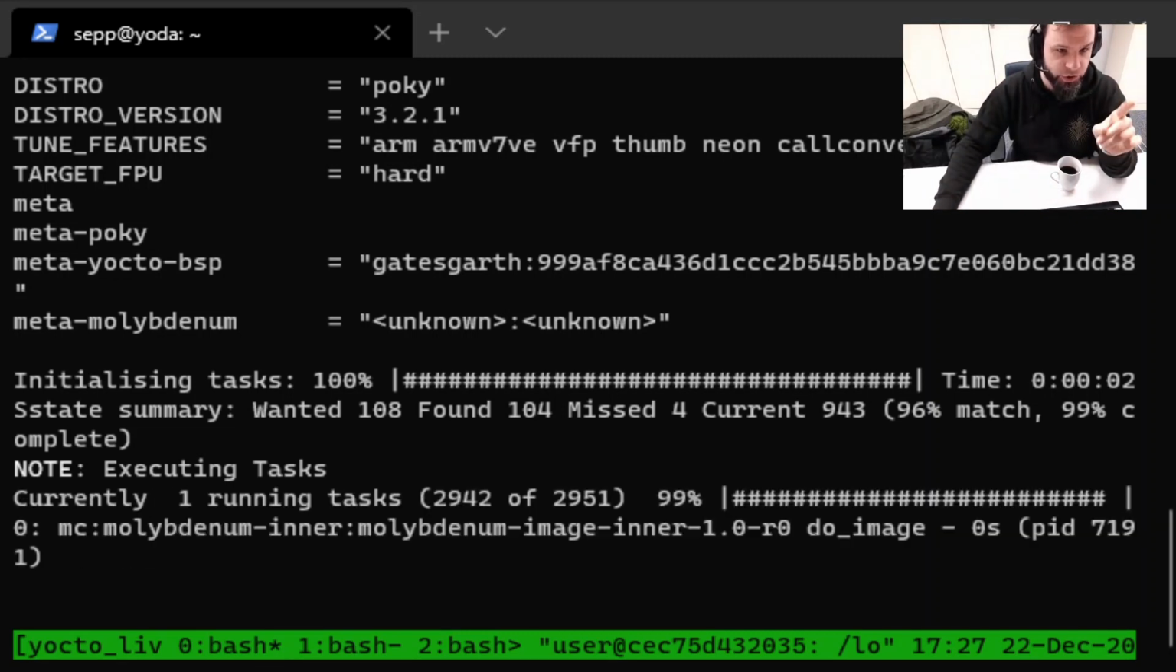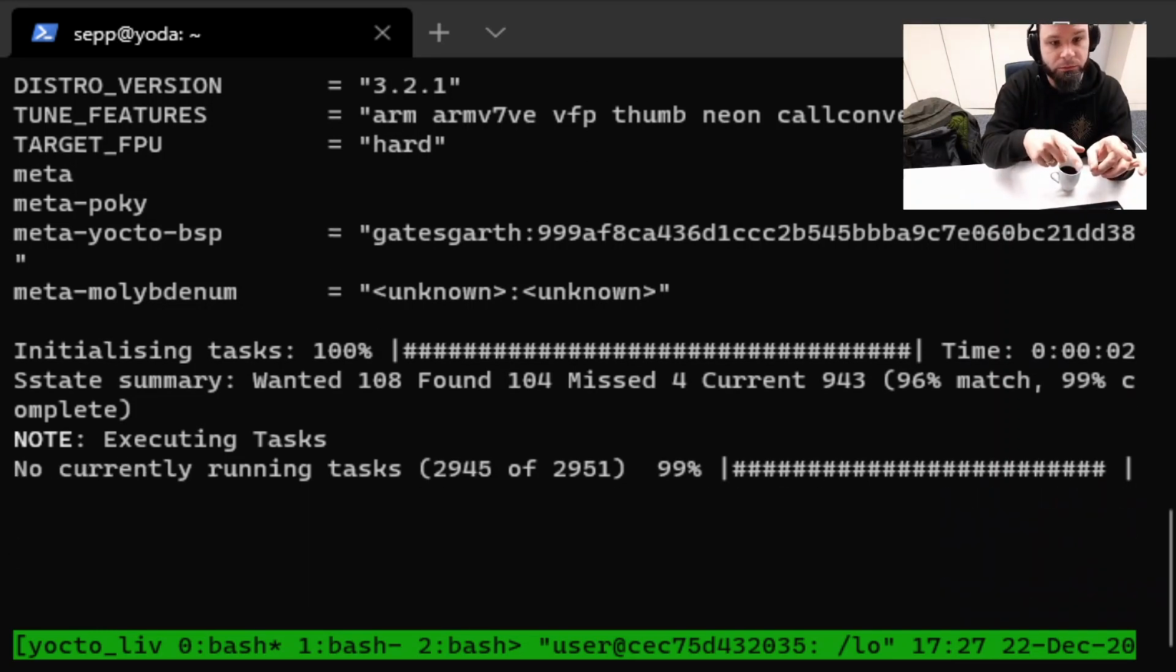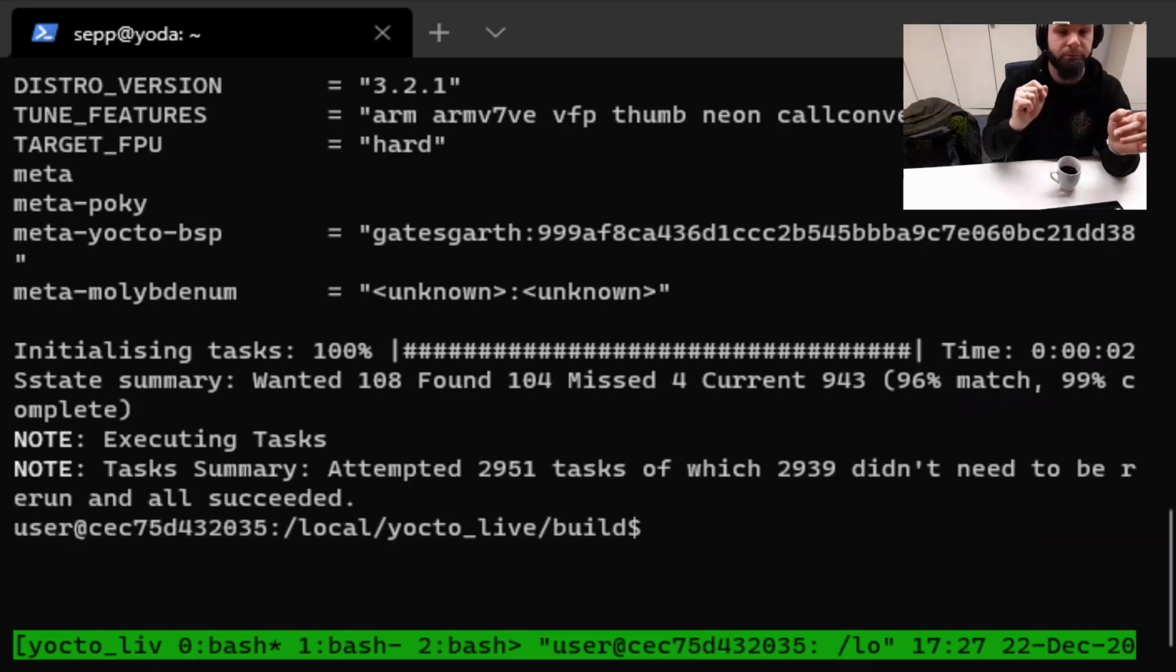Okay, image inner is being built. Do image is completed, tar whatever, image complete. You saw the task. And that's it.